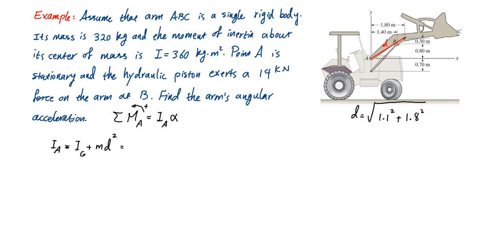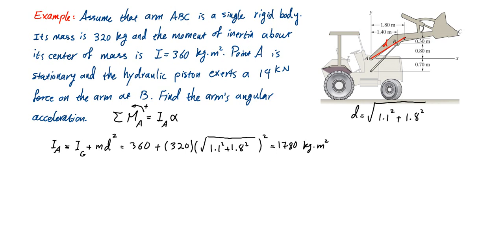Now I'll come here. I know IG is 360 plus m, which is 320, times that square root squared, 1.1 squared plus 1.8 squared. The whole thing is a square, so I can get rid of the square root. If you do the math, you will get 1780 kilogram meter squared. That would be my mass moment of inertia about point A.